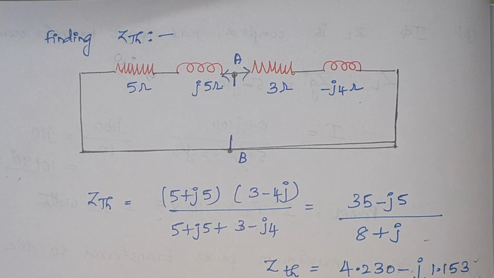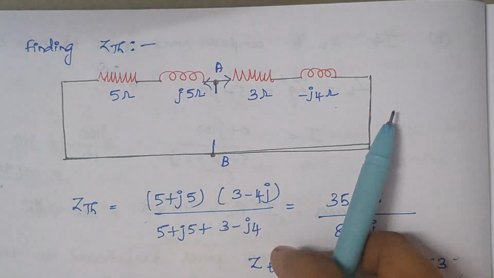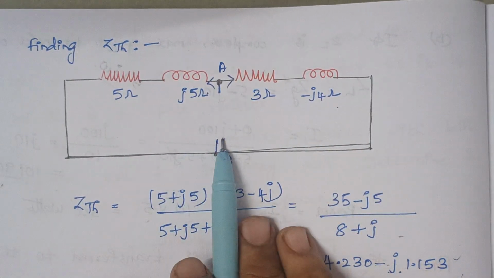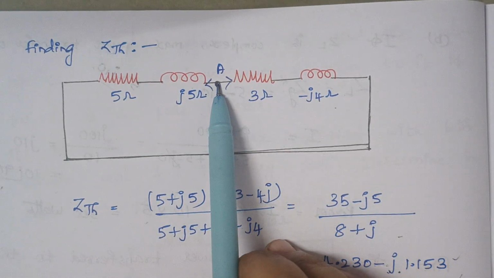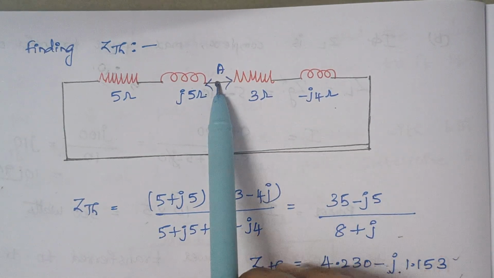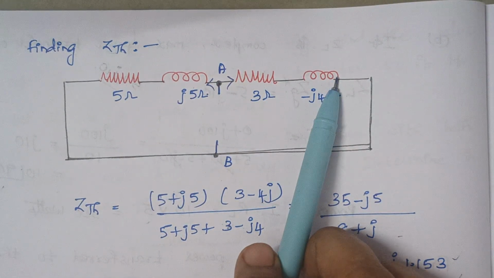Here the next thing is finding Zth. So in order to find Zth, we have to remove all the voltage sources. Once the voltage sources are removed, and even the load impedance should not be present. So here when you look at this node, what happens? You see the current gets divided. Therefore this branch and this branch are parallelly connected.